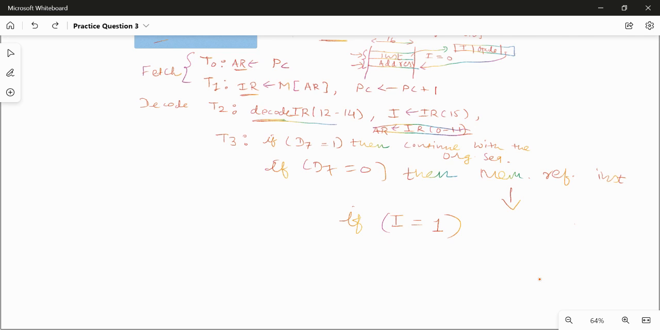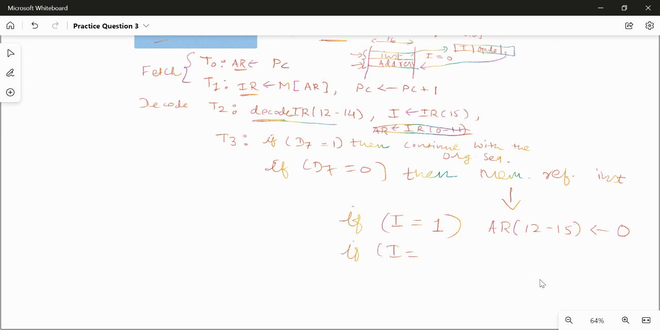So if I is equal to 1, what you need to do? You have to set the last 4 bits of AR. AR is now of size 16 bits. So you have to set 12 to 15 of AR to 0. The remaining bits, the first 12 bits of AR, will receive the address from the instruction code itself. So this is to be done in case of an indirect addressing mode.